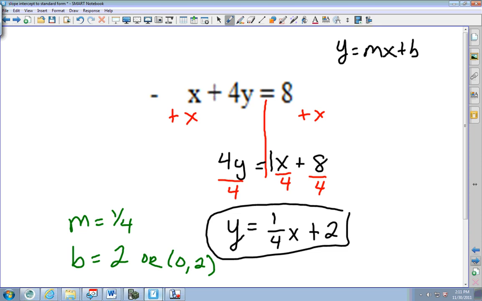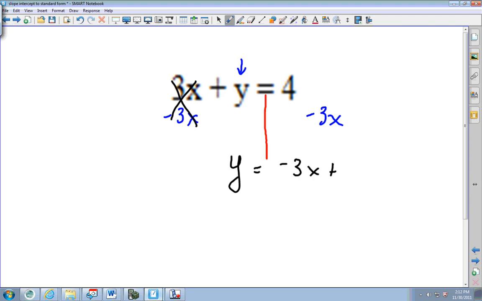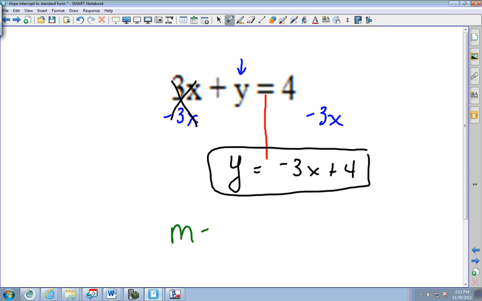Let's try another one. There's another one. It's written in standard form. We want to rewrite it into slope-intercept form. So I'm going to draw my line. I need to get y by itself, so I need to move this 3x. It's a positive 3x, so I'm going to do the opposite, and I'm going to subtract 3x from each side. This cancels. I get y equals negative 3x plus 4. There it is. Well, what's my slope? My slope is negative 3. My y-intercept is (0, 4).